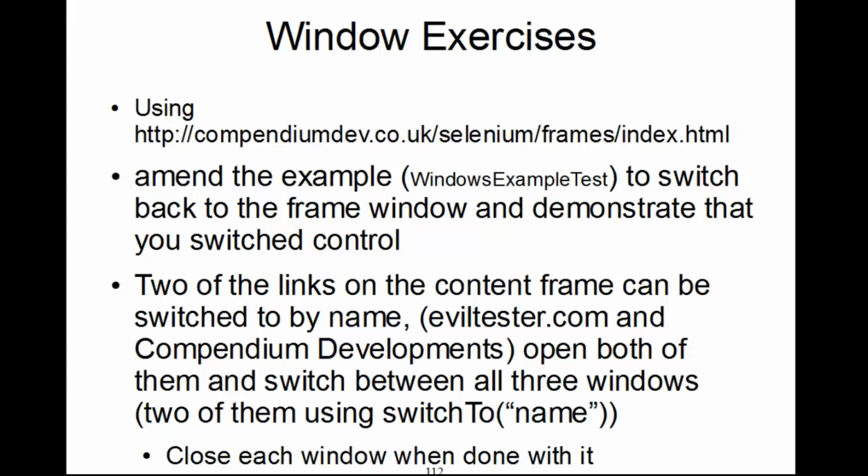But amend the example to switch back to the frame window and demonstrate that you switch control. So the example will click through into the new window. Your job is to switch back to the frame window. Then, two of the links on the content frame can be switched to by name, as well as by handle, EvilTester.com and Compendium Developments. Open both of those, and then switch between all three windows, two of them using switch to name, and one of them using switch to handle, and then close each window when you're done with it.